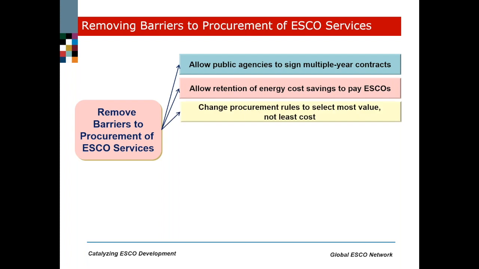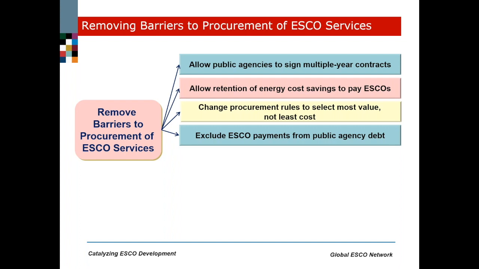Change the procurement rules. When you're doing a competitive bidding process for efficient equipment or efficient services, you cannot simply base it on the lowest cost. In fact, the lowest cost equipment might in the long term have much higher life cycle costs. This is particularly true of motors, pumps, and lighting, efficient lighting technologies. So we need to have the procurement procedures changed to select the contractor that provides the most value, not the least cost.